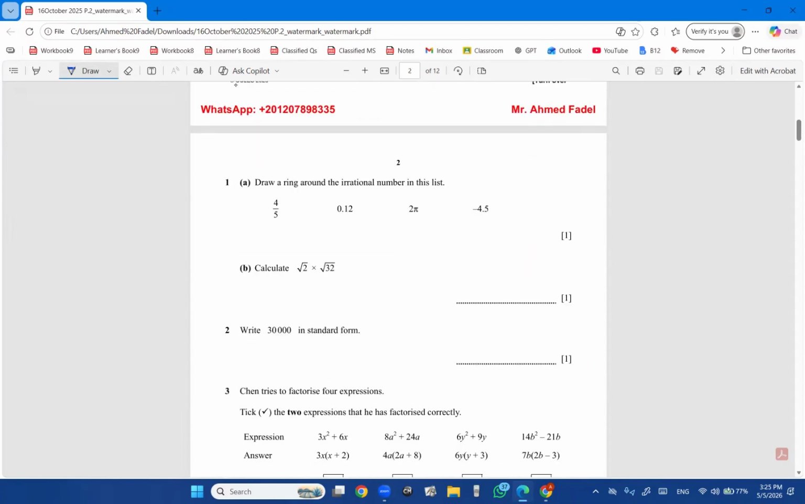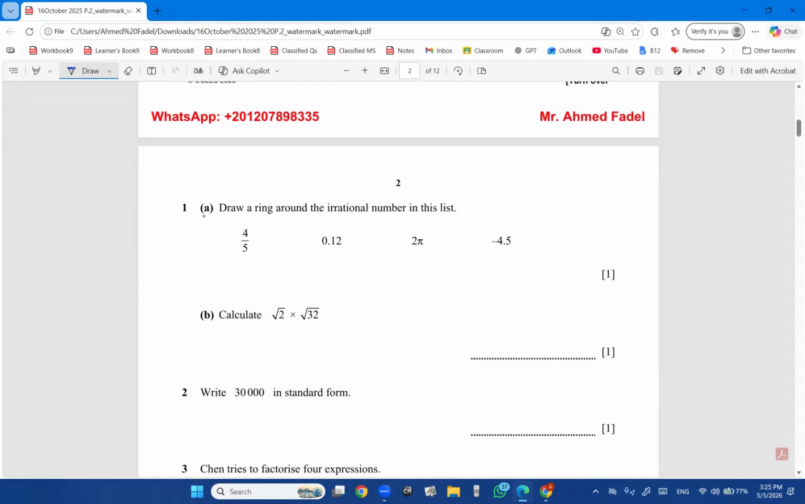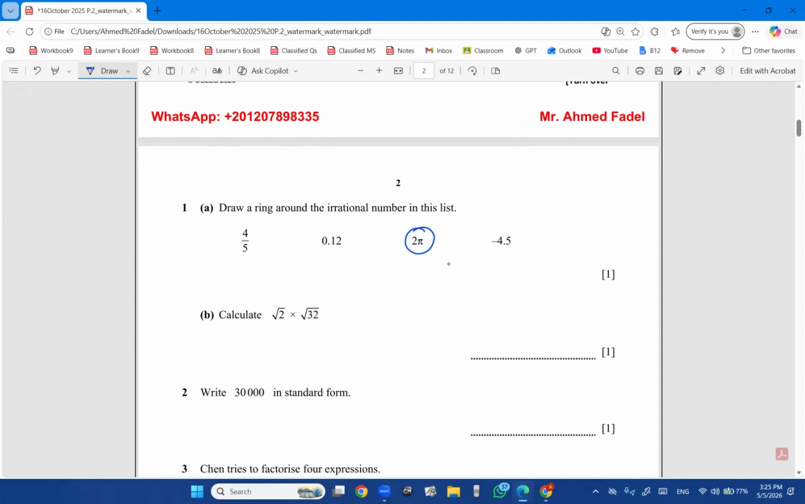The first question requests to draw a ring around the irrational number in this list. So this is definitely a fraction, which is rational. A terminating decimal, also rational. This has pi in it, so it is irrational. And that is it. You're going to find that everything else is just rational.